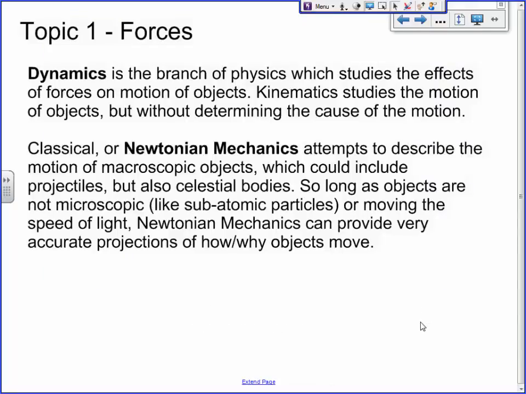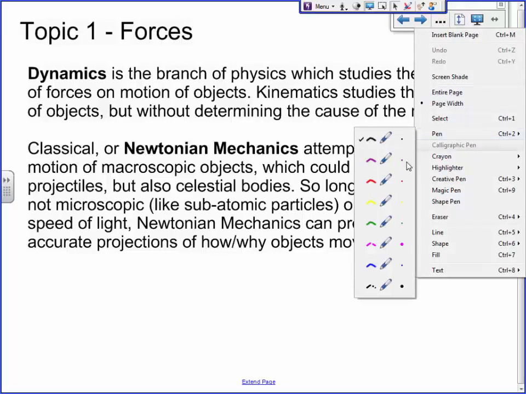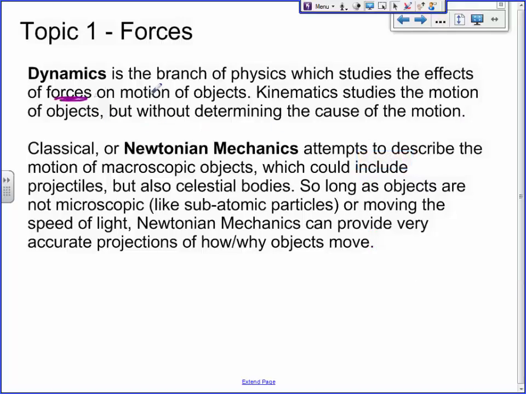So dynamics is therefore the branch of study which studies the effects of forces on motion, right? The key word, which I'm highlighting here, is force: what force causes something to move. Kinematics studies the motion of objects, but we don't care in kinematics why it moves. Now we're going to talk about what caused it to move. How did it get into motion?